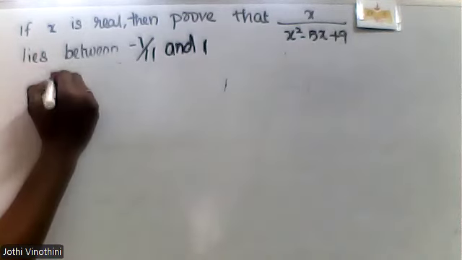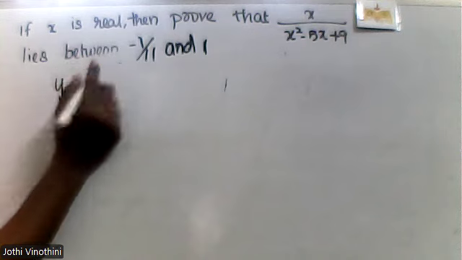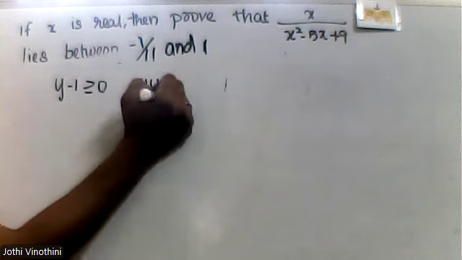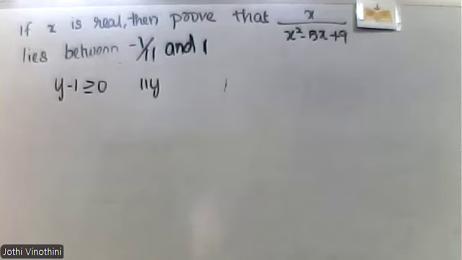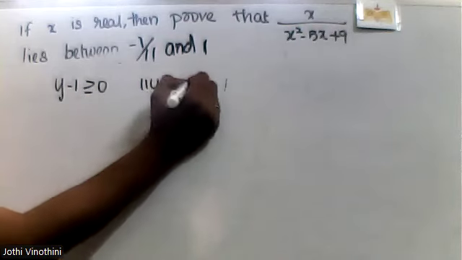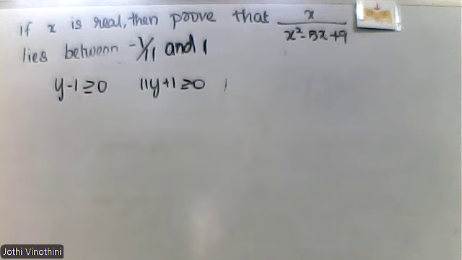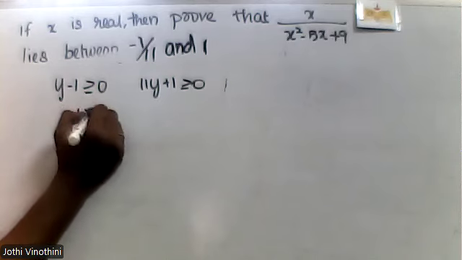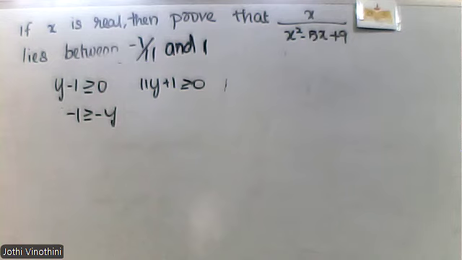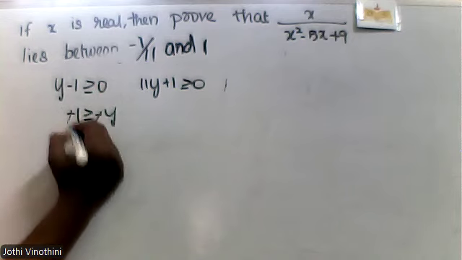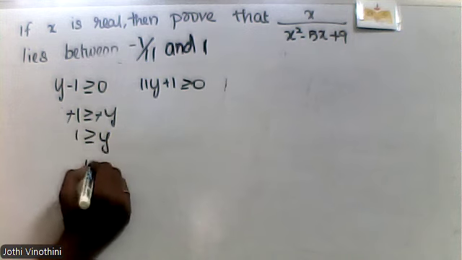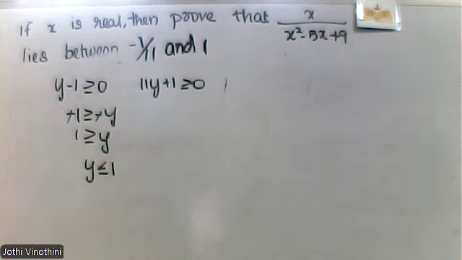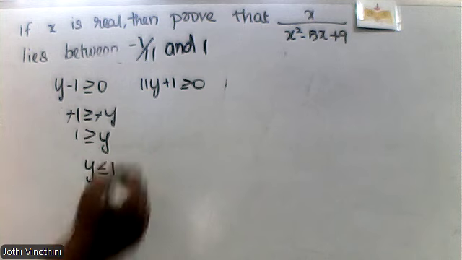Yes. What do you find? Y minus 1 must be greater than or equal to 0. Similarly, 11y plus 1 must be greater than or equal to 0. Okay? So see, I am going to take this y to the other side. So minus 1 must be greater than or equal to minus y. So 1 must be greater than or equal to y. So I can write it like this, right? Y must be less than or equal to 1.